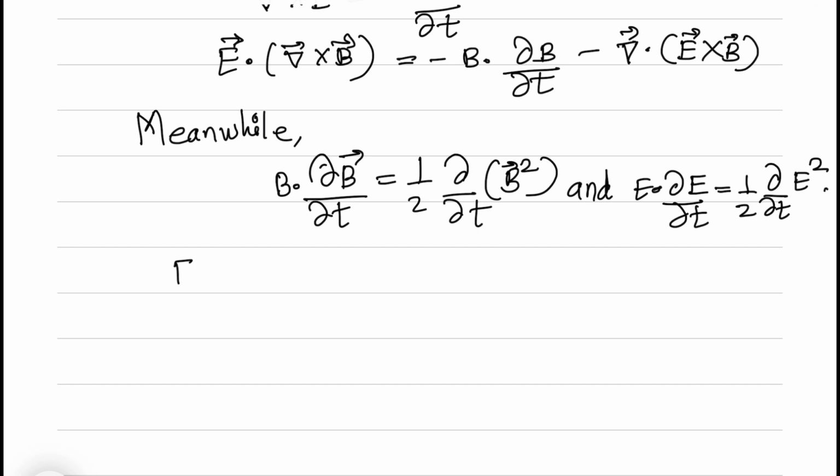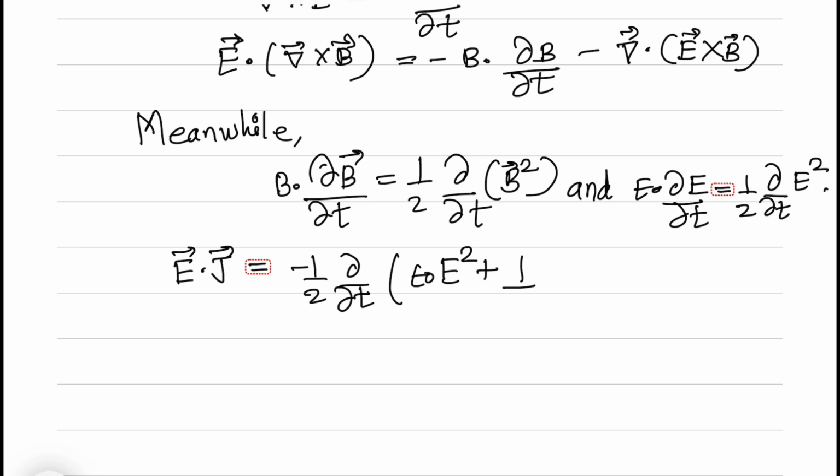Now we have E dot J equal to minus 1 by 2 delta by delta T. We will take out epsilon 0 upon 2 into E square plus 1 upon mu 0 into B square, magnetic field square. So minus 1 upon mu 0, the second term, del dot E cross B.